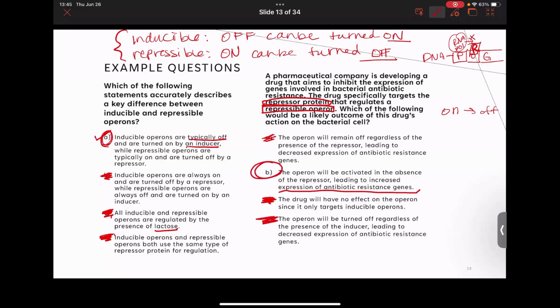So that's why I'm going to say B, the operon will be activated. You can't turn it off because your repressor can't block it and make it stop. And that's what's really going to happen. Probably not a great drug to use, if I'm being honest, based on that.